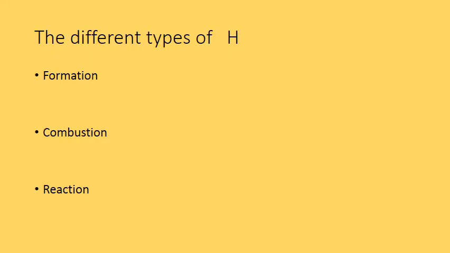So the different types of enthalpy change, let's write in delta H, are formation, combustion and reaction. So first of all, let's do formation. We're going to write out the notation first. So it's formation, so we're going to have a little delta F there. It's an enthalpy change, so we're changing enthalpy.